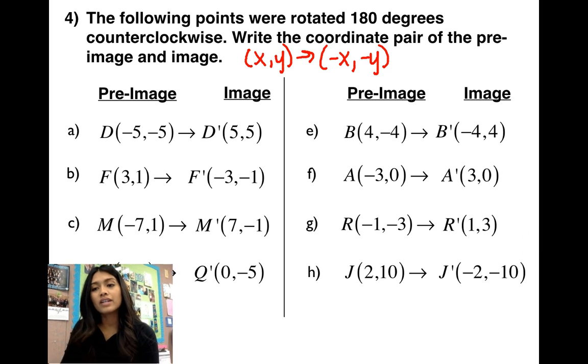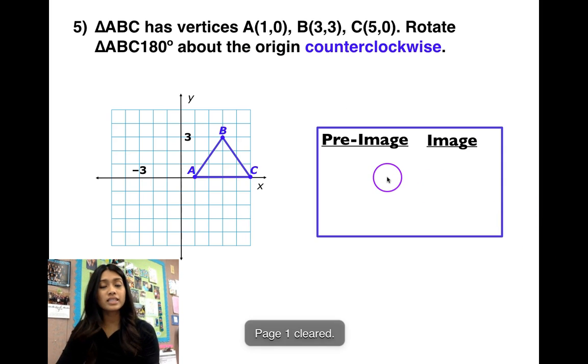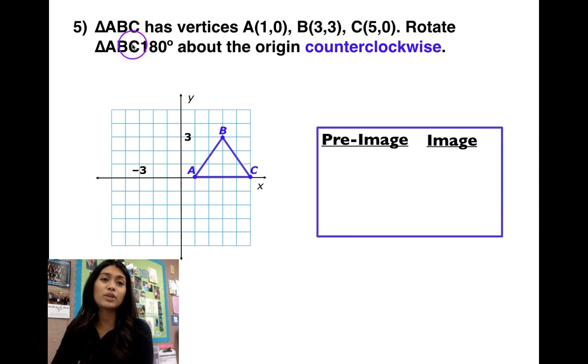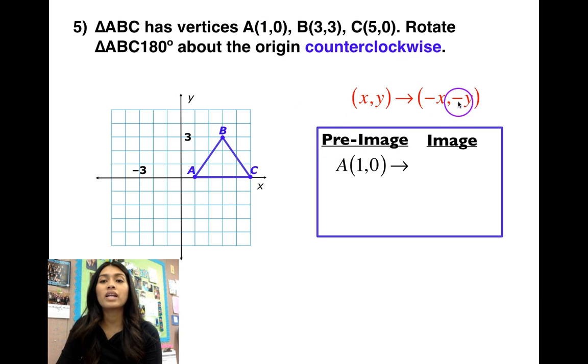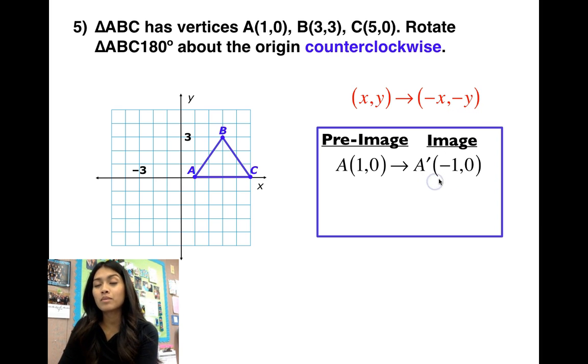Okay, so on that note, let's go ahead and move on to the next example. So now it says here, triangle ABC has vertices A (1, 0), B (3, 3), C (5, 0). Rotate triangle ABC 180 degrees about the origin counterclockwise. So what I like to do first is write down one of the original ordered pairs. So A is 1, 0. I'm going to go ahead and take the opposite of x and the opposite of y, which would give me -1, 0.